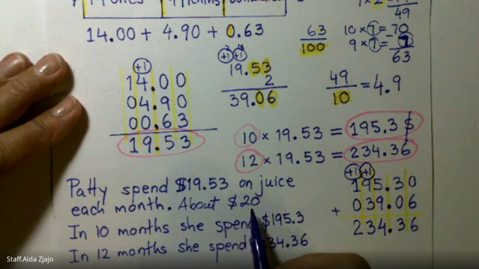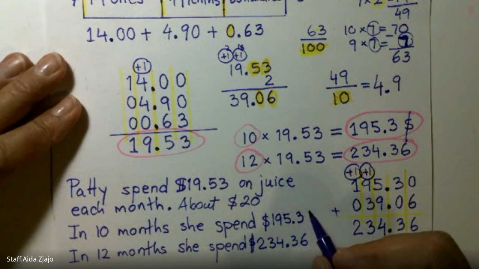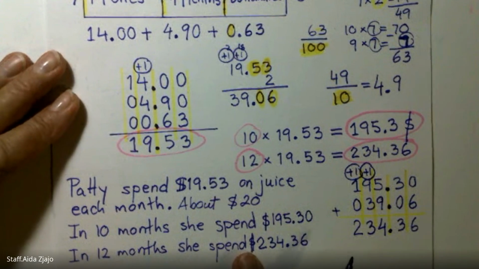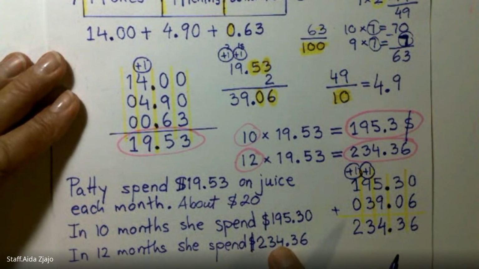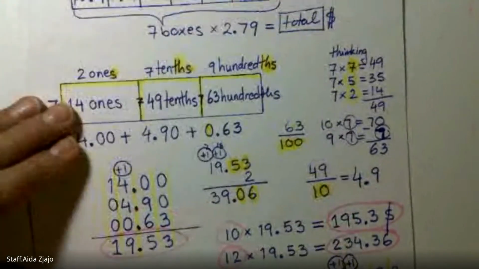Okay, that's an estimation for 1 month, and then in 10 months, it's about $195 because this is 3 dimes, and 3 dimes is 30 pennies, so about $195. And then if we round 12 months to the nearest whole dollar, it's also about $234 that she spent on juice. Okay, she really likes juice.